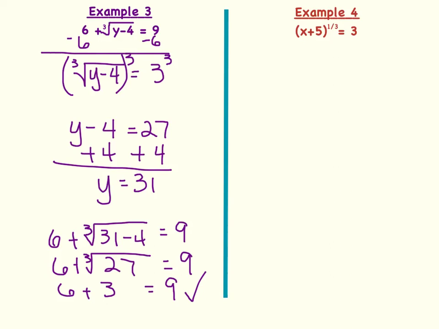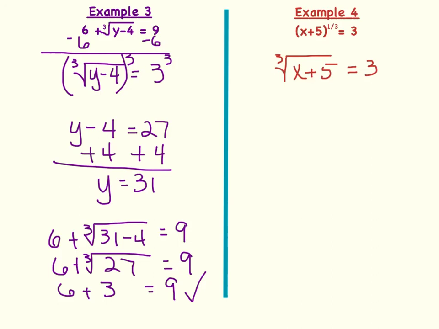Now let's do the fourth example. We have x plus 5 to the 1/3 power equals 3. The first thing we need to do is rewrite this as a radical. So that means I have the cube root of x plus 5, and that is equal to 3. Now step number 1 says to isolate the radical, and it's already isolated. There's nothing for us to move. So we can go on to step number 2, which is to apply the inverse operation to both sides.